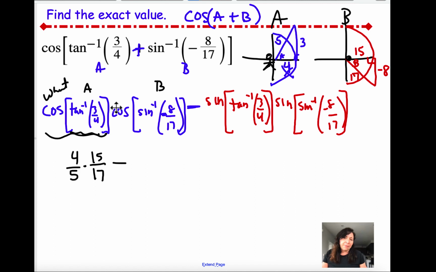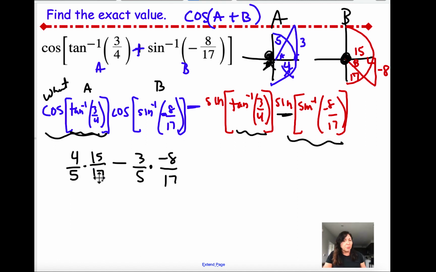Minus, now I got to do my sines. So this is where I'm at, where is sine 3 over 4? Well, right here. What is sine of where I'm at for tangent? Well, sine is opposite over hypotenuse, so that's going to be 3 over 5. This one is saying, where is sine negative 8 over 17? Right here. What is sine where I am? And this is going to be, of course, negative 8 over 17, because those are the same value.